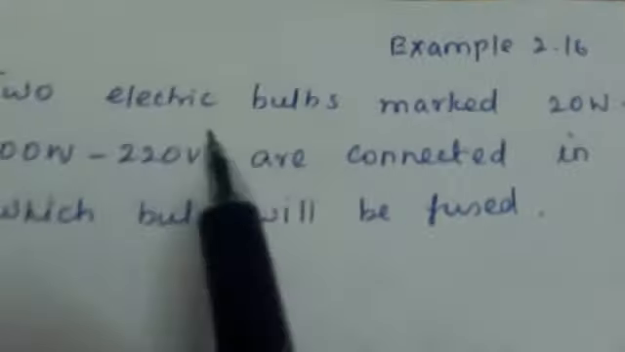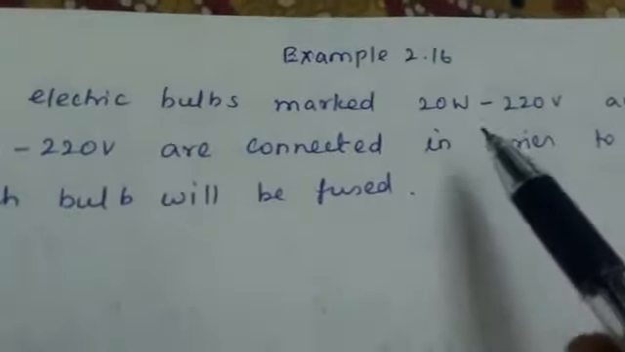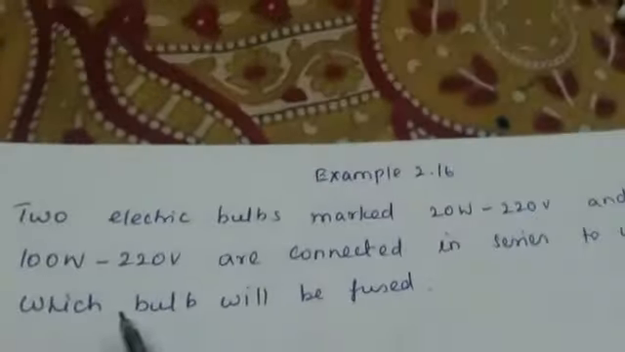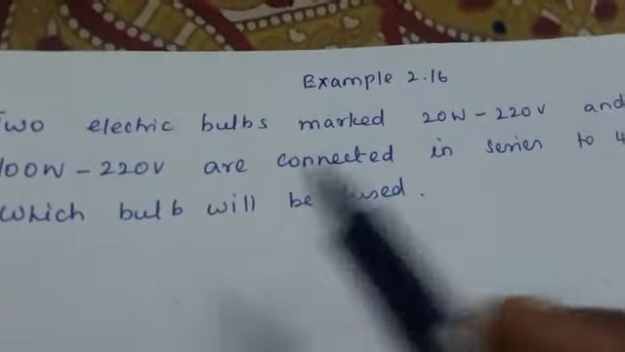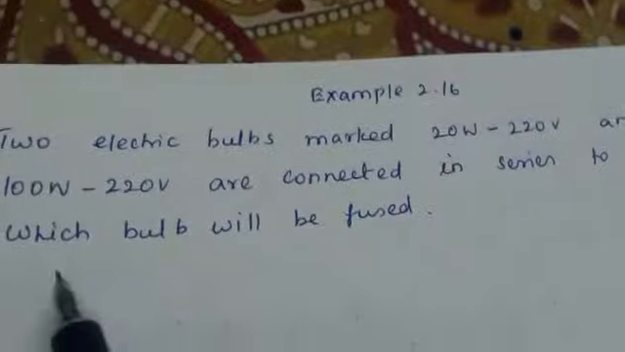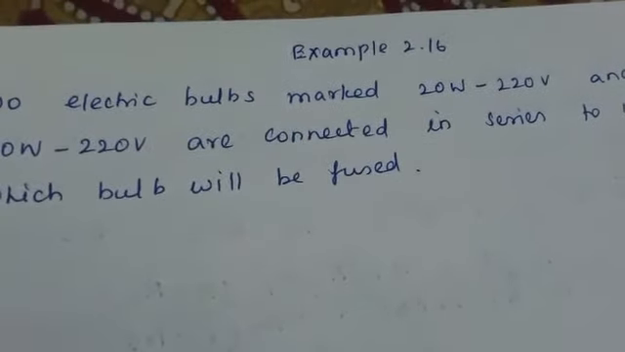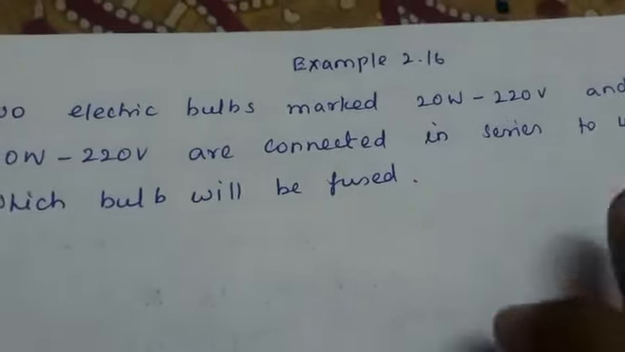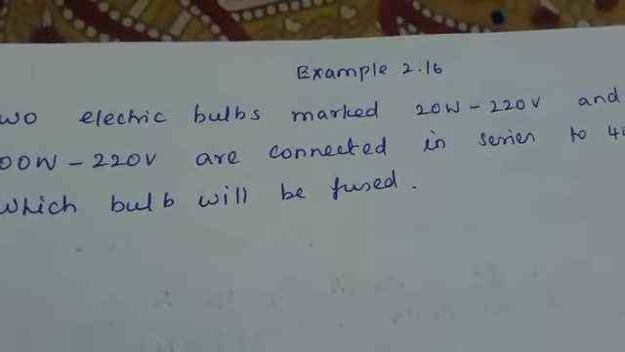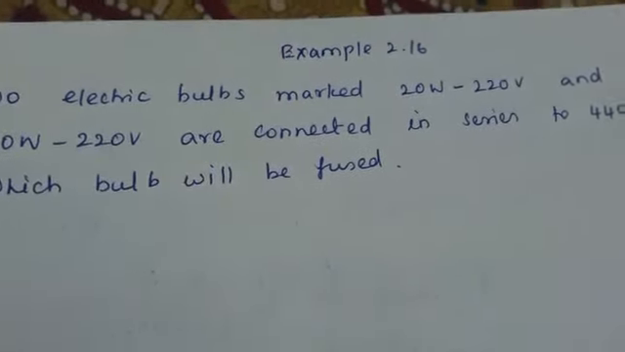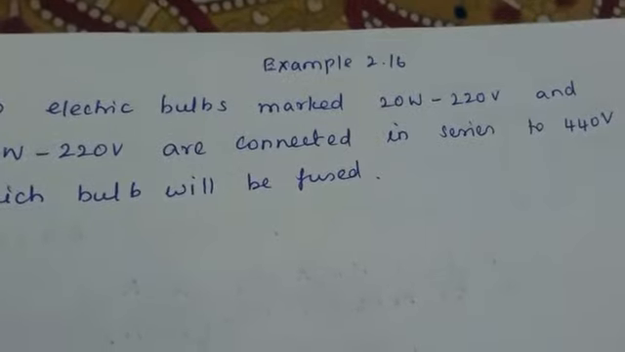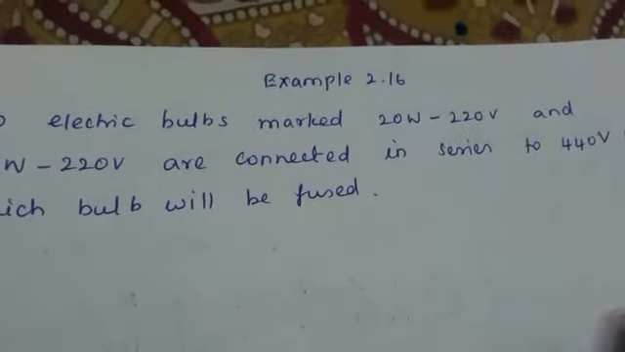Example 2.16. Two electric bulbs marked 20 watt 220 volt and 100 watt 220 volt are connected in series to 440 volt supply. Which bulb will be fused? According to the problem, two bulbs and their voltage as well as their power is given, and they are connected in series with a battery of 440 volt. First we have to find out which one is fused.